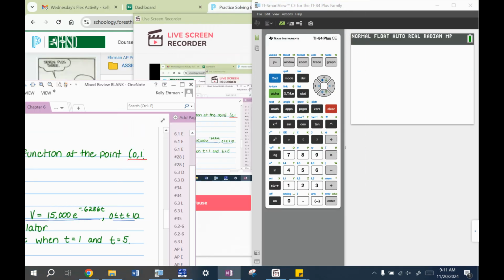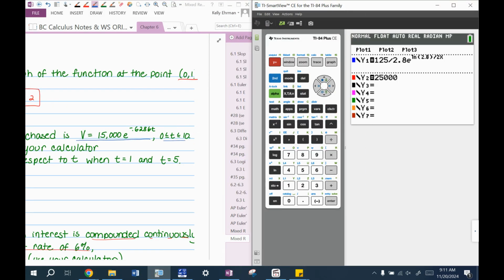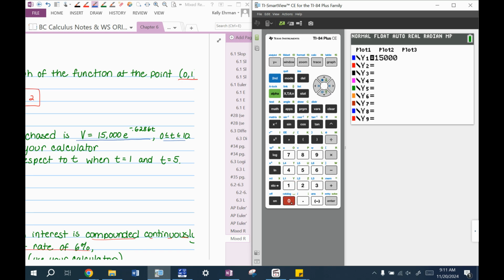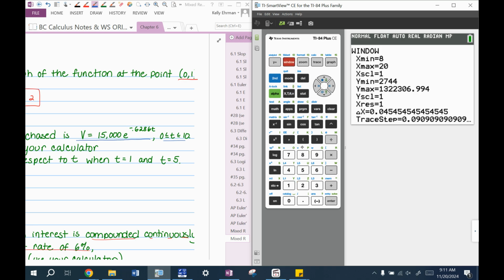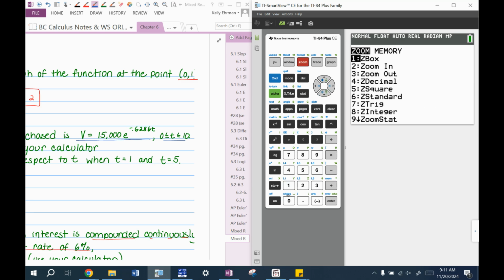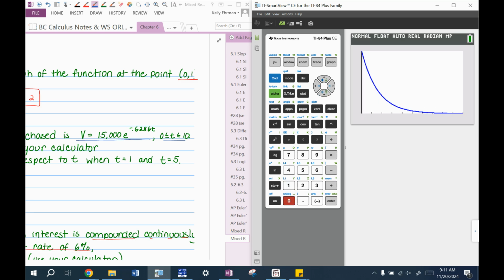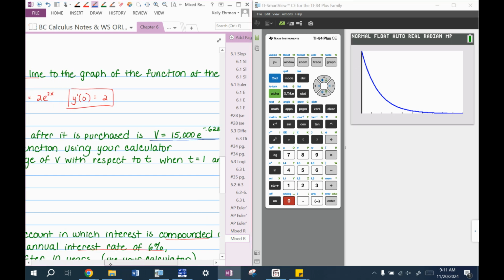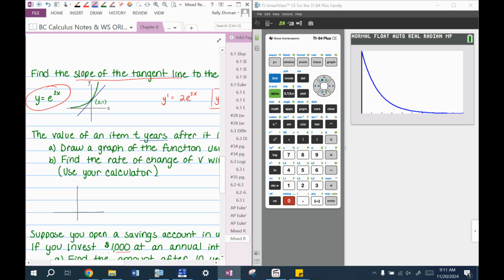So I need to type this into my y equals. So let's see, 15,000 e to the negative 0.6286x. And then I'm going to set the window 0 to 10, and then I will zoom fit. So yeah, it looks exponential here, exponential decay because of the negative exponent. So something like this.